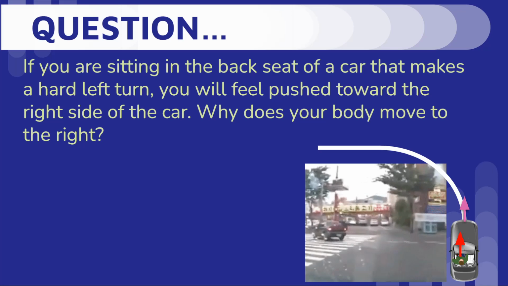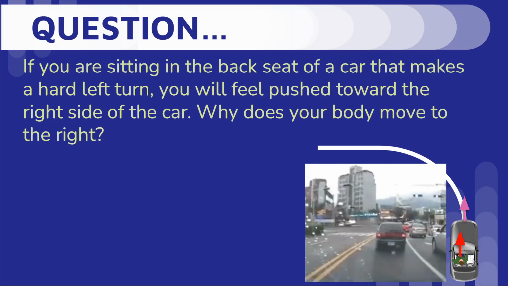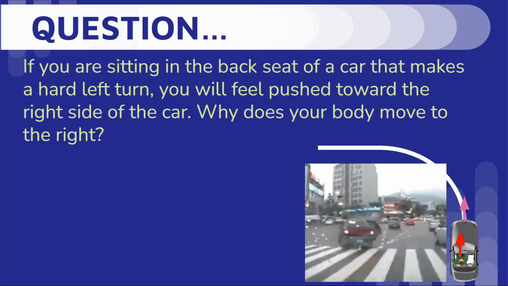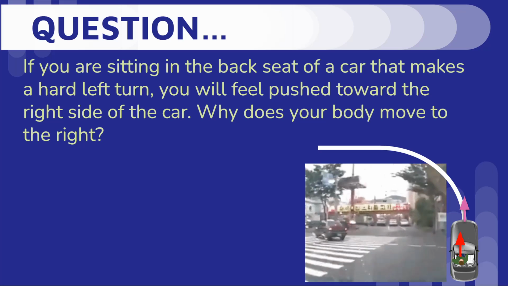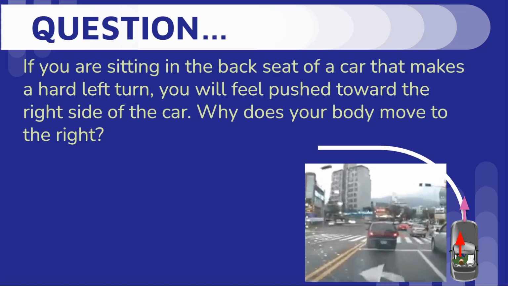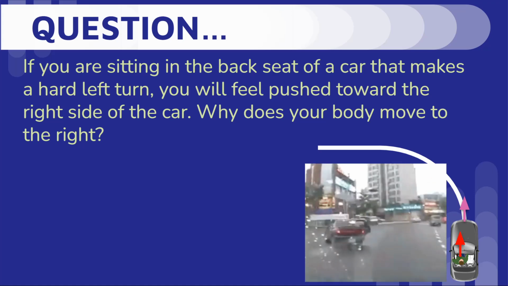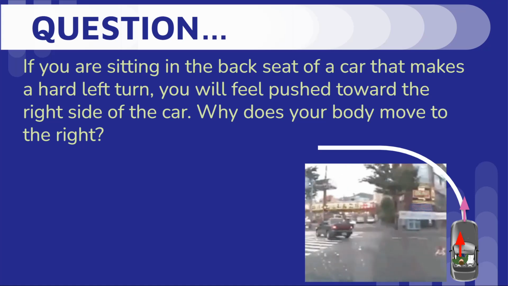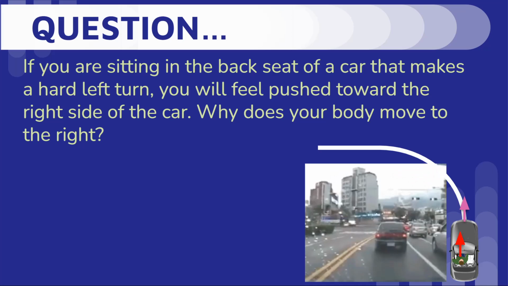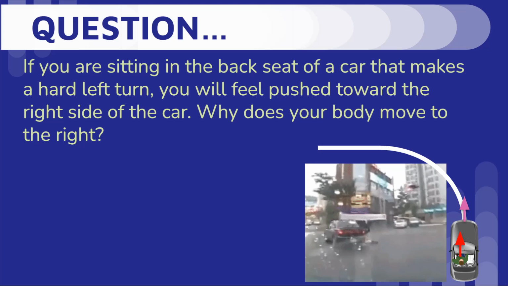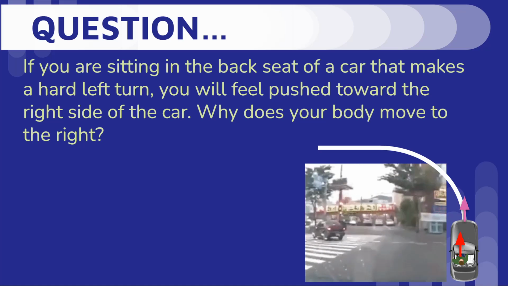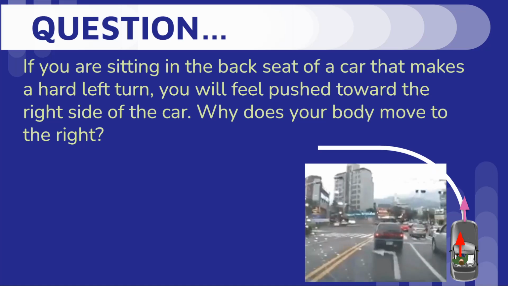And let's look at another example that maybe illustrates this as well. It says if you're sitting in the back seat of a car that makes a hard left turn, you will feel pushed toward the right side of the car. Why does your body move to the right? This is even more evident on an amusement park ride, those ones that have the arms and then the cars spin. You always end up smushing the person who sat on the outside. So the question is why? Why do you feel pushed outward?